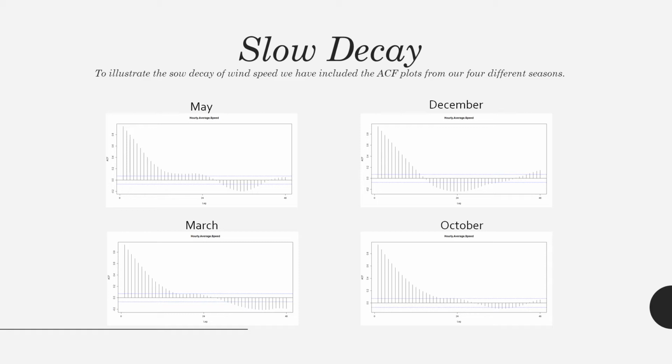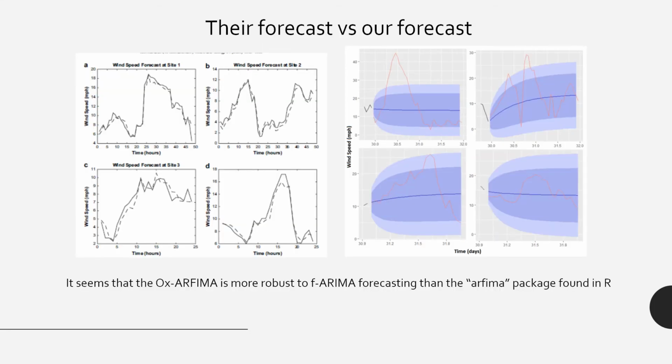When we did the ACF plots for the 10-minute intervals, the decay was even slower. So this is the reason why they decided to use the fractional ARIMA modeling to forecast wind speed. The left-hand side of this slide shows the forecast from the original paper, while our forecast is on the right-hand side. It seems that the auto ARIMA is more robust to fractional ARIMA forecasting than the ARIMA package found in our studio.